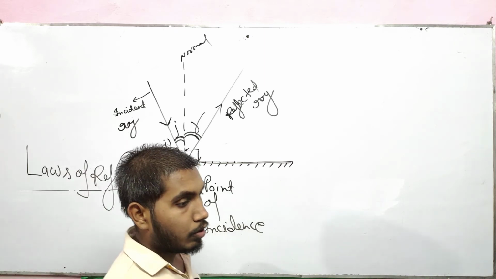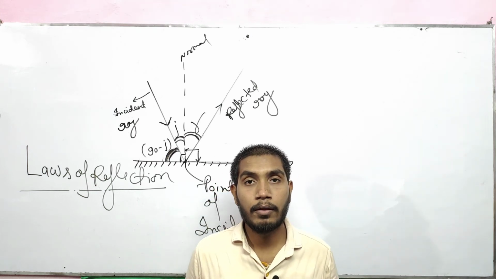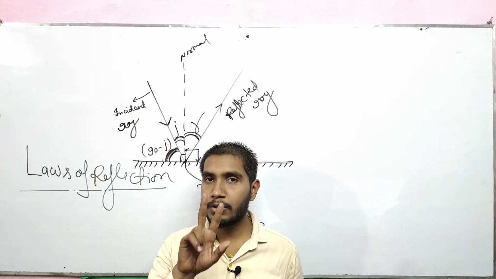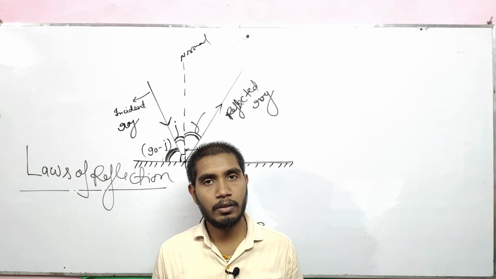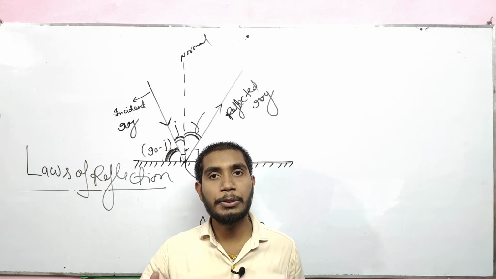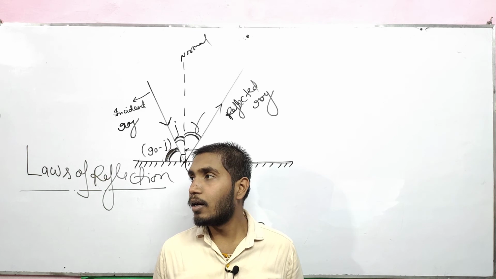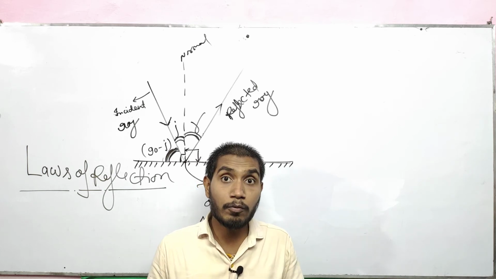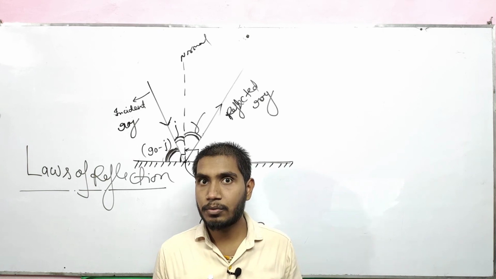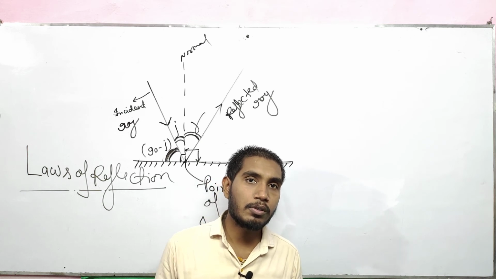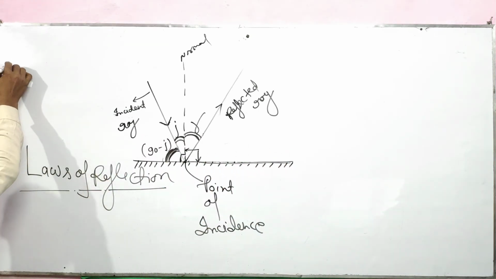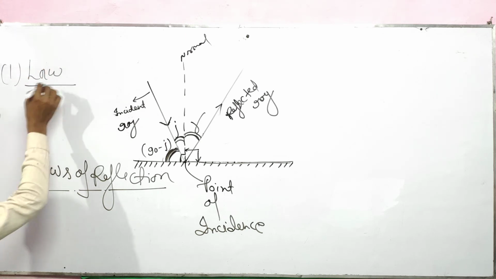So, the reflection of light from a plane mirror, a spherical mirror, or any surface takes place according to two rules. When you participate in any game, you have to follow some rules. Without any rule, no work is possible. So finally, light during reflection follows two rules. What are those rules? First rule, first law. What is the first law?